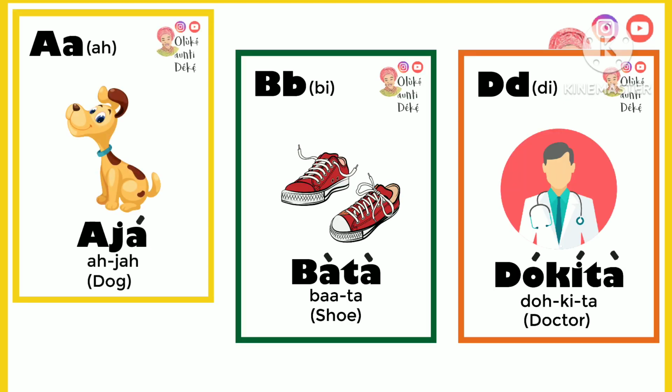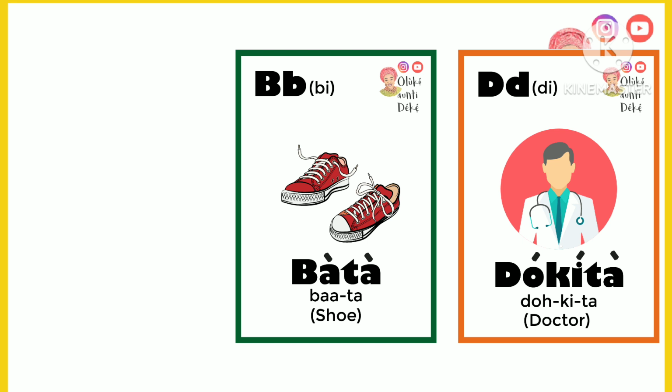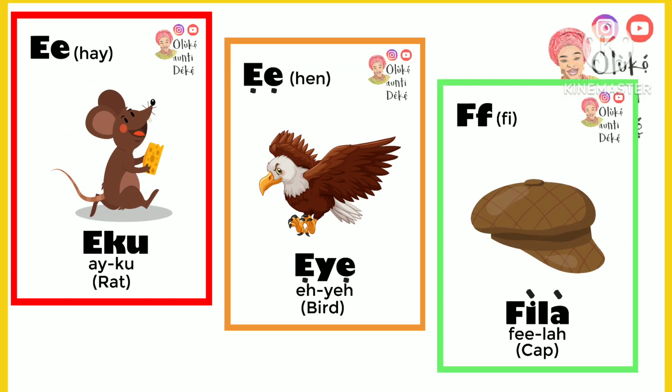A fún ajá, ajá. B fún bàtà, bàtà. D fún dókítà, dókítà. E fún eku, eku. E fún ẹyẹ, ẹyẹ. Fi fún fìlà, fìlà. Did you get that?